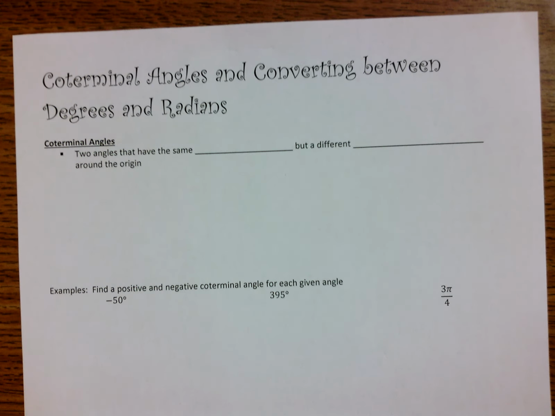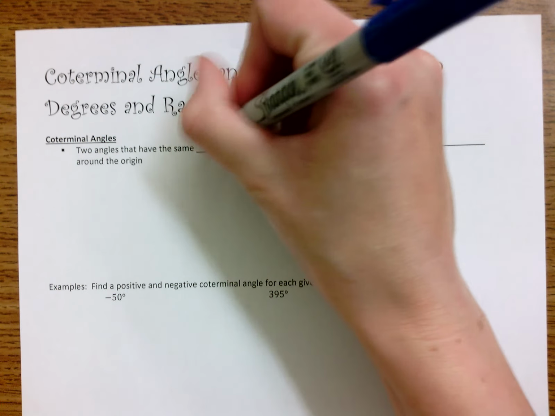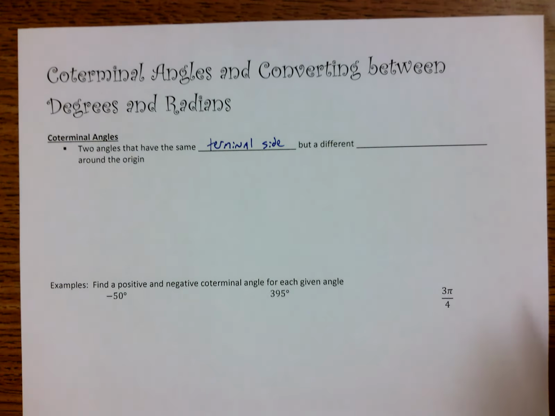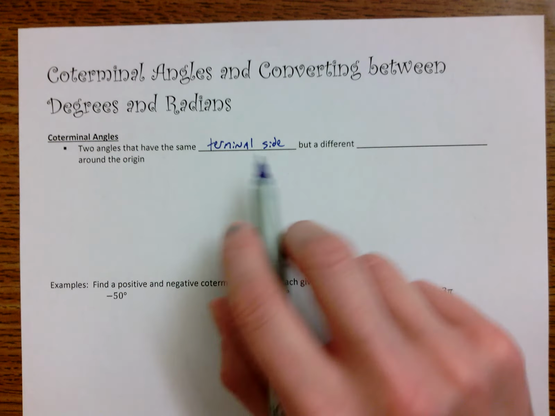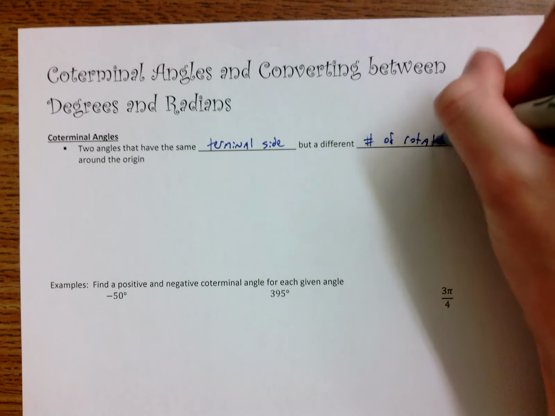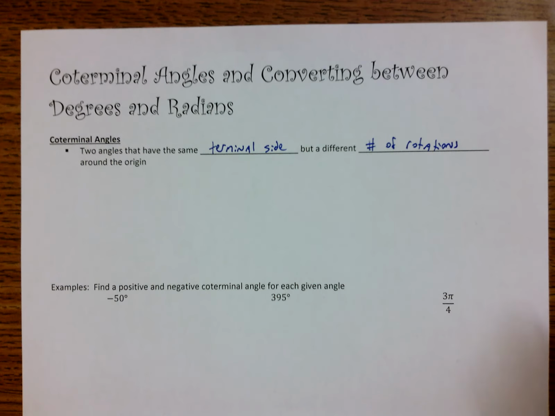So coterminal angles, all that is, is two angles that have the same terminal side. Okay, and the terminal side is like the side of the angle that's not on the x-axis. The terminal side is the same, but they have a different number of rotations around the origin. So two angles that stop in the same place, but they get there by spinning around twice. Sort of like 8 a.m. and 8 p.m., right? Over the course of the day, those two times are at the same spot on the clock, but one of them you've had more rotations around the clock because it's later in the day. Okay, so that's what coterminal angles are.